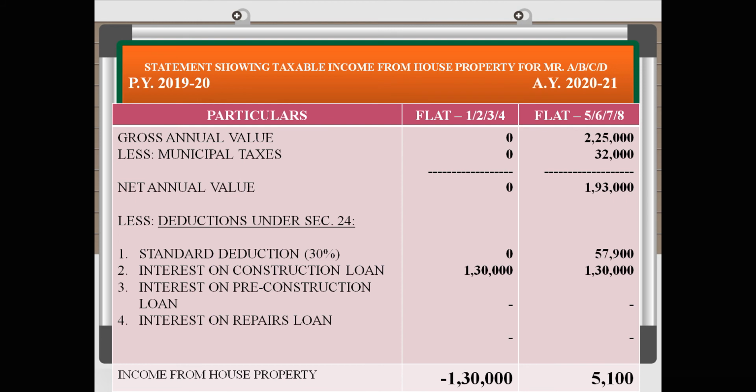Next entry, interest on construction loan, and it is also clearly given in the question, detail number 6. Interest on construction loan is 2,60,000. One-one. Interest on loan is deductible for both self-residential as well as let out. So 1,30,000 per unit. Done.